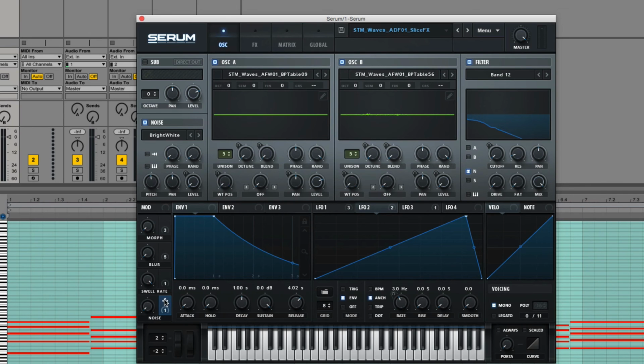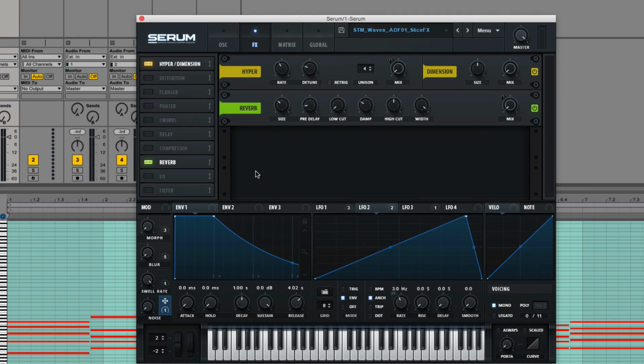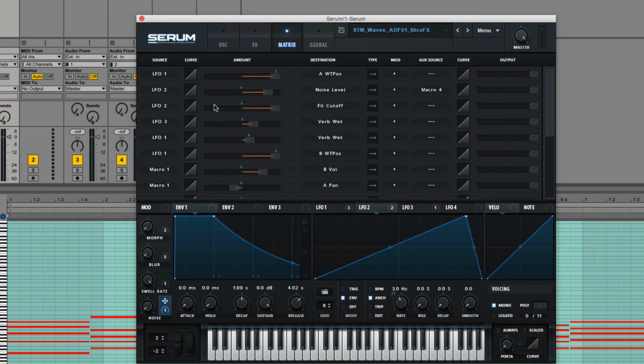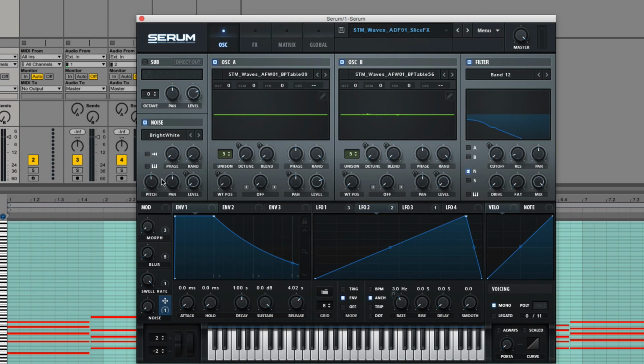Show you first. Noise, because you need noise for swell rate. Macro 4, which is noise, is a modulator on LFO2 noise level. So noise level isn't affected by LFO2 unless this is up. And then the swell rate changes how quickly it swells. So there you go. It's a cinematic sound effect for movies, if that's what you're doing, or video games. And then also you can use it in music.